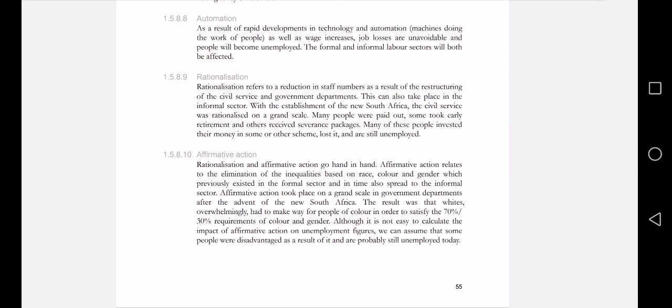Automation. As a result of rapid developments in technology and automation, machines are doing the work for people, as well as wage increases. Job losses are unavoidable and people will become unemployed. The formal and informal labor sectors will both be affected.